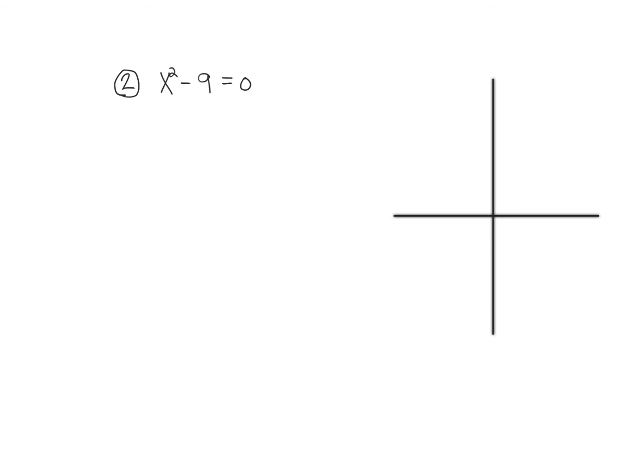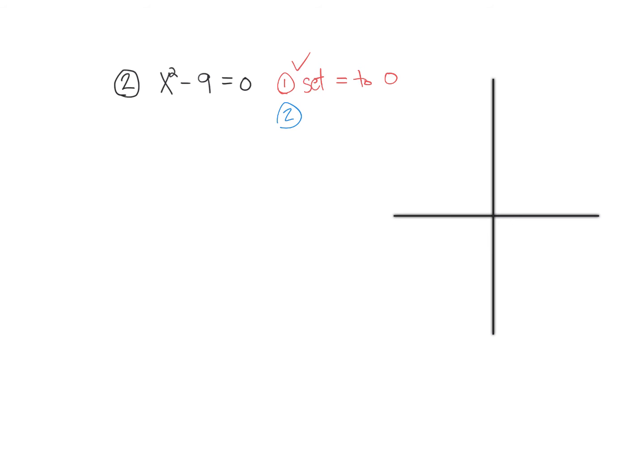So in this one, we have x squared minus 9 equals 0. And so we look at this and we recognize it's a quadratic equation. The first thing I want to check for is to see, is it set equal to 0? And it is already set equal to 0. And so that step is already done for us, okay?